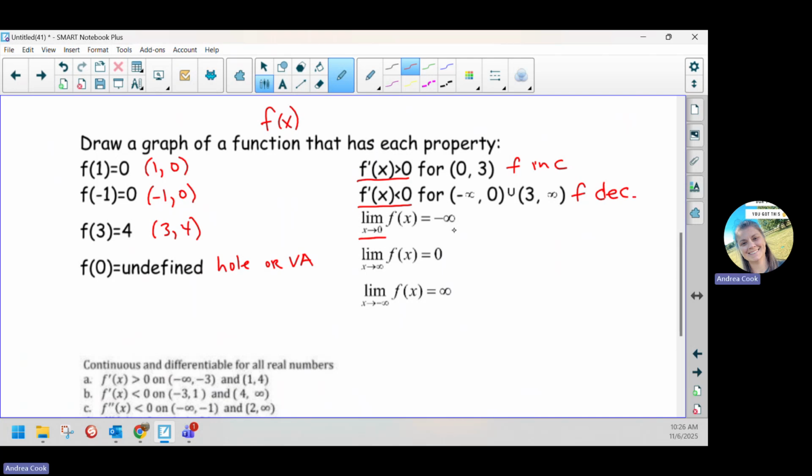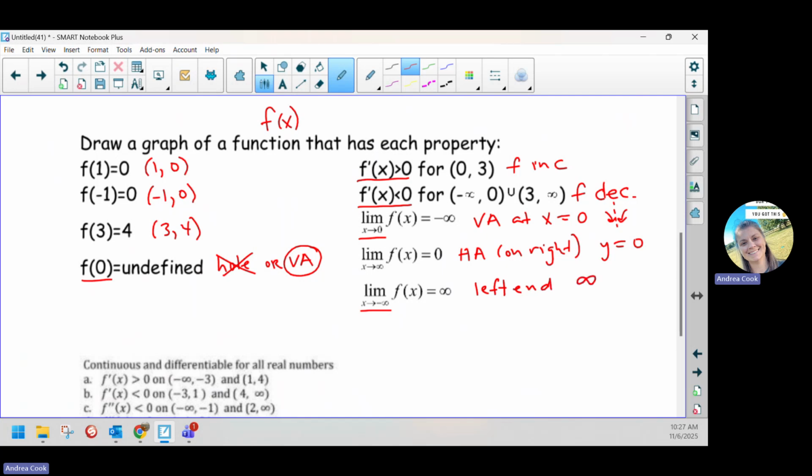Limit to 0, and I get -infinity means a vertical asymptote at x equals 0, and the ends are pointing down. So I'm going to go back over here where they told me f of 0 is undefined, and I'm going to cross out hole because I just found out it's a vertical asymptote. Limit to infinity means a horizontal asymptote on the right at y equals 0. And then the limit to -infinity just means my left end behavior is going to infinity.